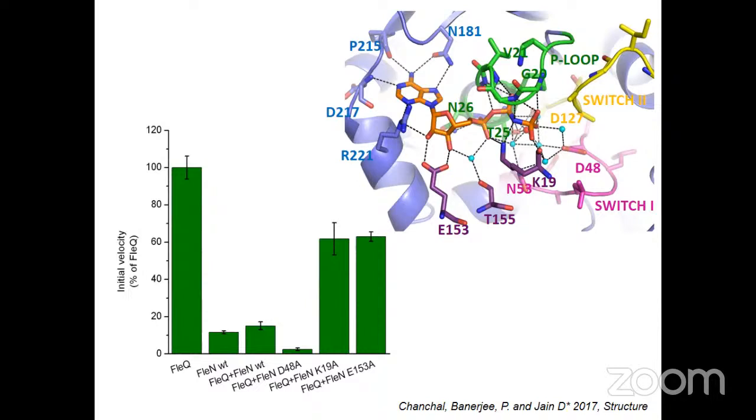Anti-activator, the definition that we have come up with: a repressor will interact with DNA and prevent RNA polymerase from binding, whereas an anti-activator can interact with an activator and regulate its activity. That is the definition that we have come up with.